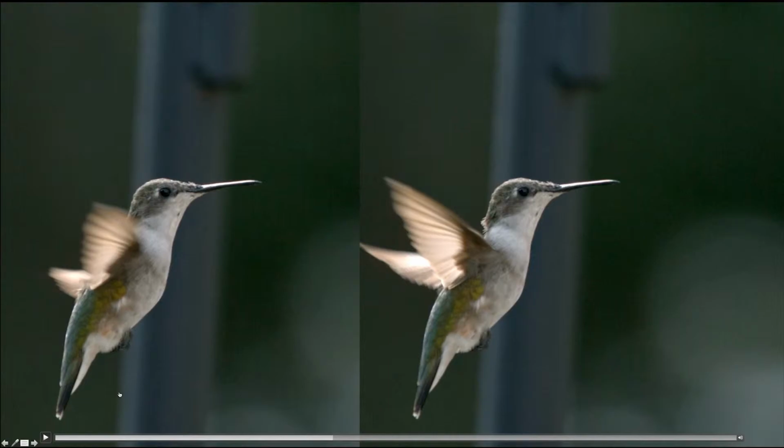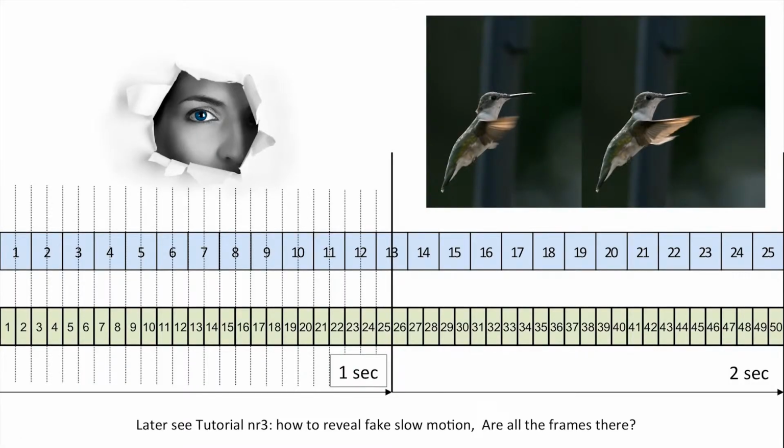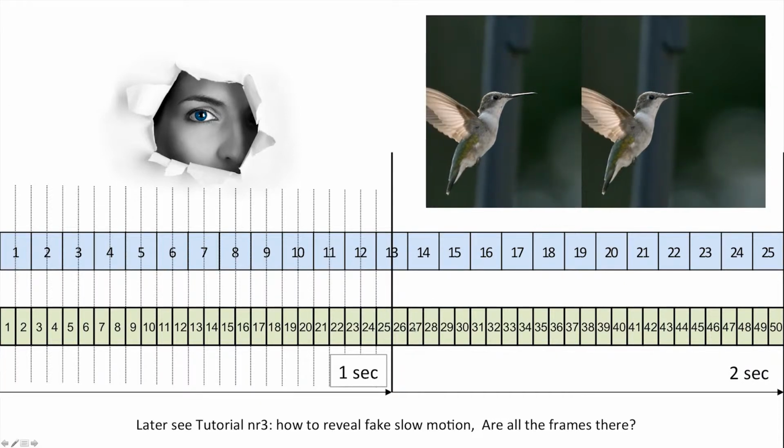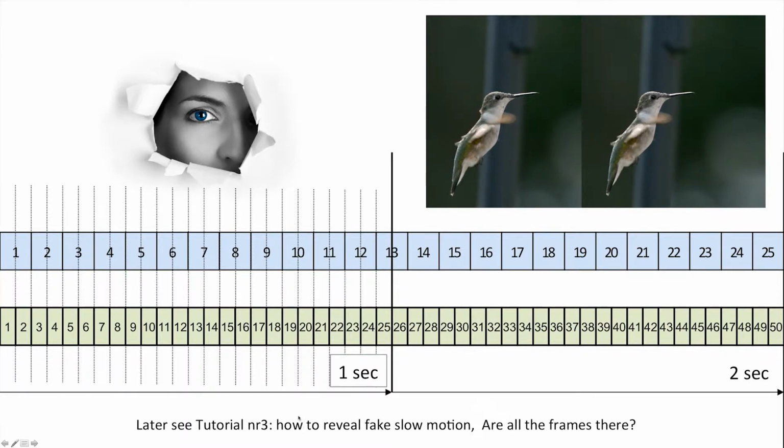So why do I talk about this? Yes, because as you can see, this slow down with the 25 frames per second does not give us a good slow motion. That's the situation with the right picture here. As you can see, it doesn't have as many frames per second as the left shot. So this left shot is equal to the shot in the bottom here. Later on in tutorial number 3, you will see that we will explain how to reveal fake slow motion.